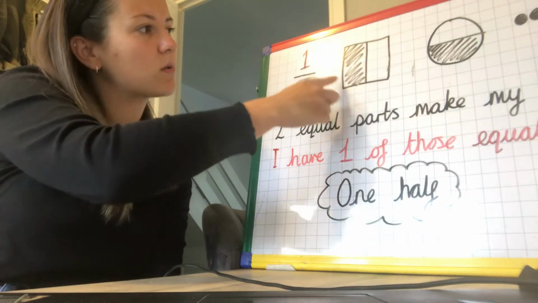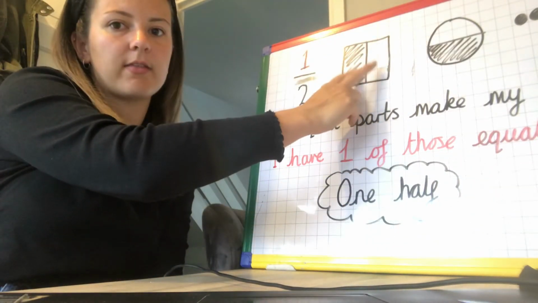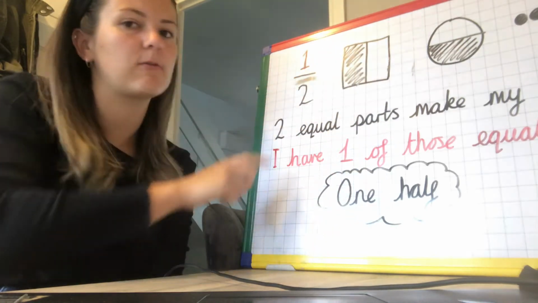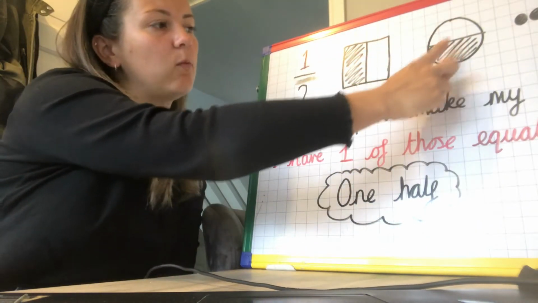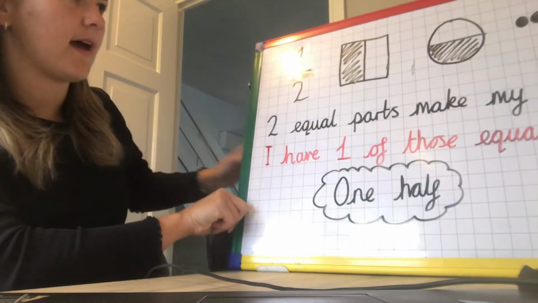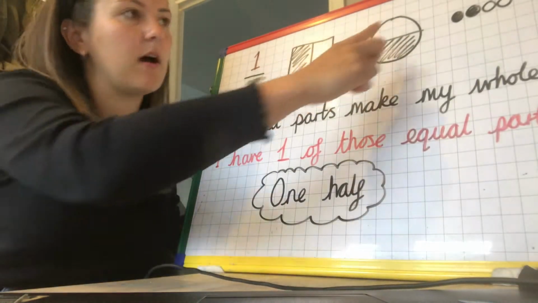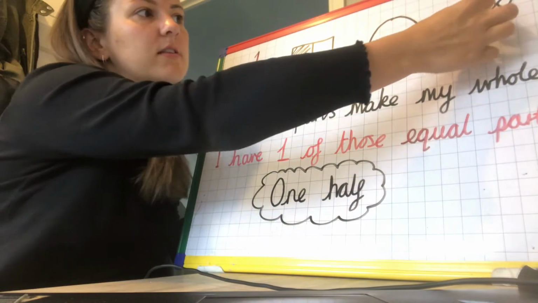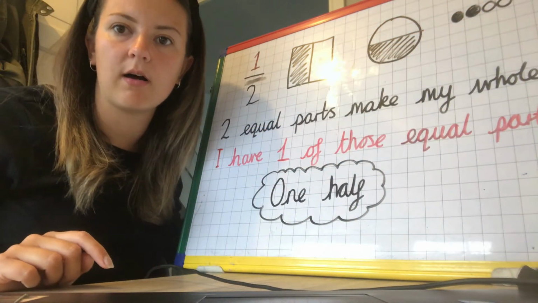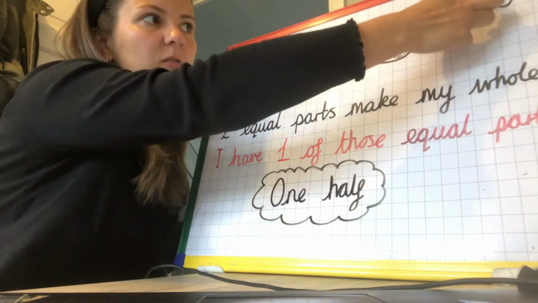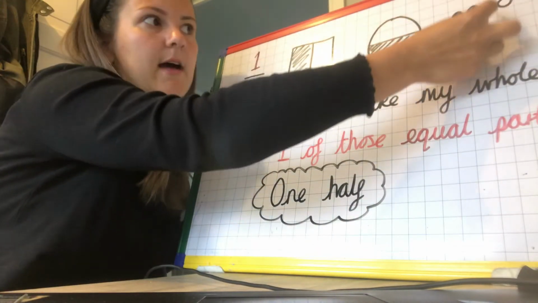Now, it can be represented in different ways, as you found out yesterday. So I've got a whole square here. 2 equal parts make the whole, and I have one of those equal parts. Same with a circle. 2 equal parts make the whole, and I have one of those equal parts. And then the same with my dots. Even though there are 4, I've split it into 2 equal parts, and I have 1.